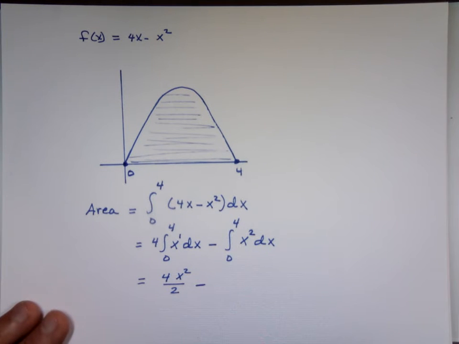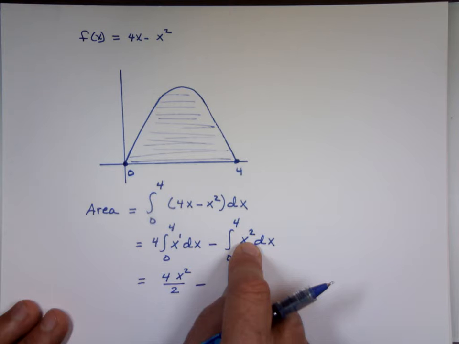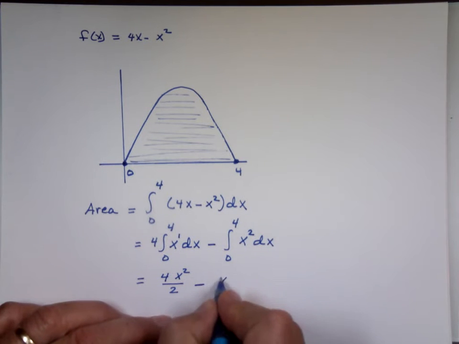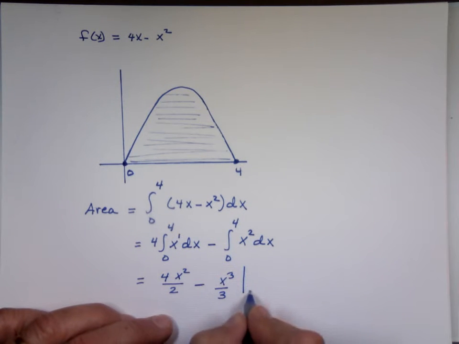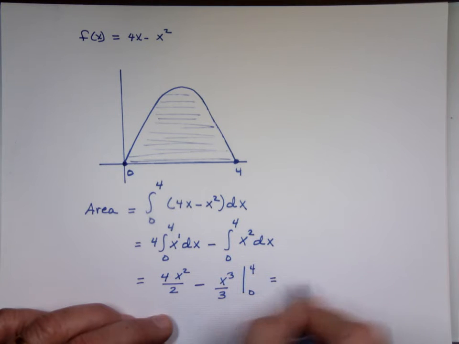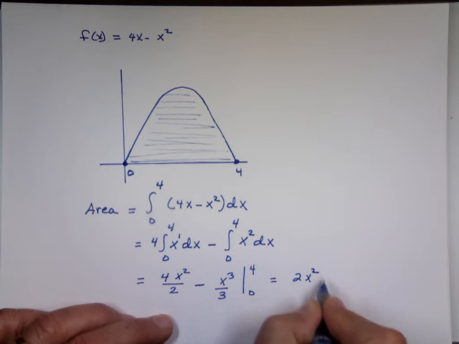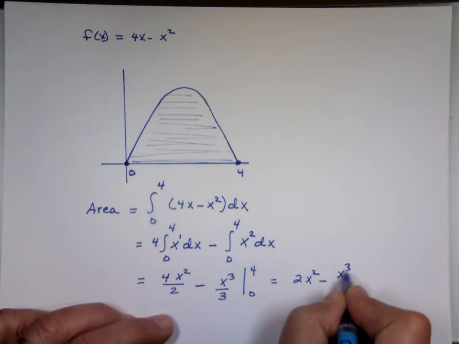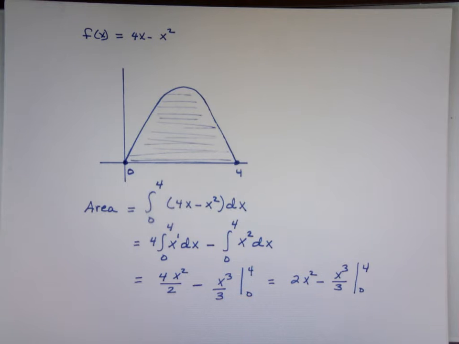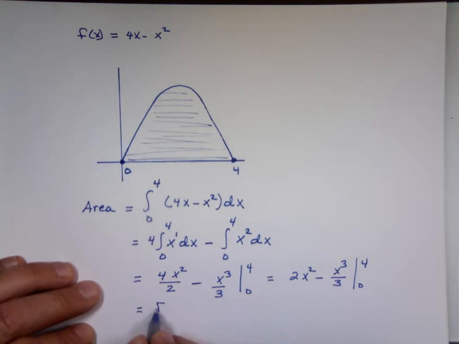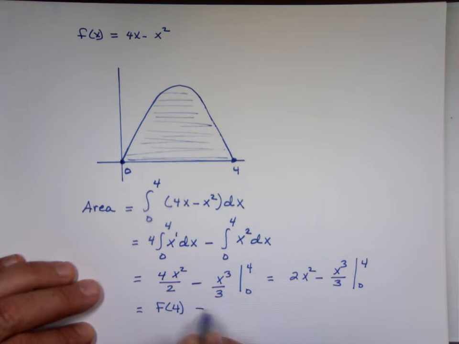This one, I'm going to add 1 to the power, divide by the new power. And now let me put my x value from 0 to 4. So this is 2x squared minus x cubed over 3 from 0 to 4. So let's find the value at 4 minus the value at 0. Notice I didn't put a c there, knowing the c is going to cancel out.